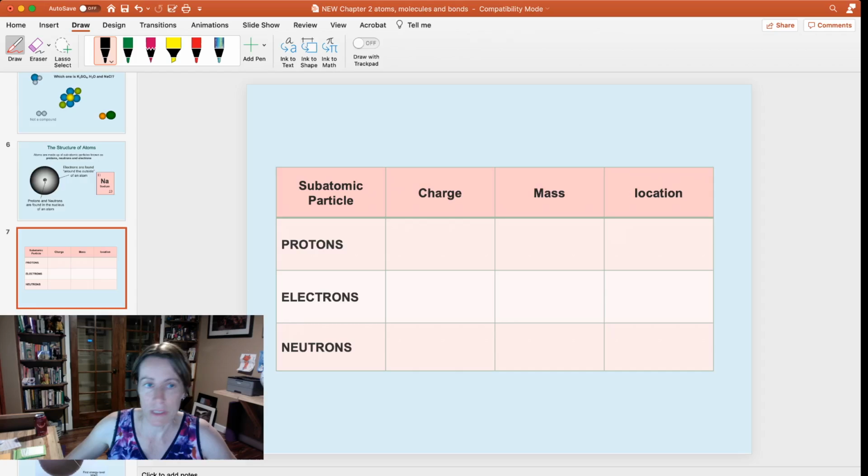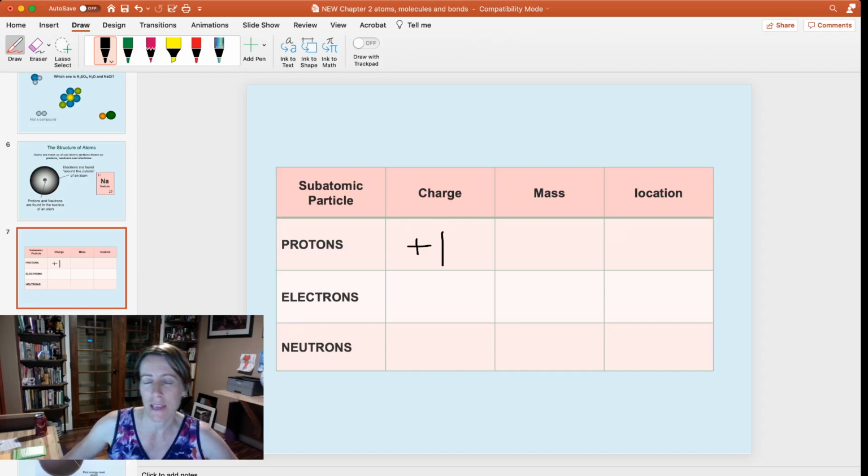First of all, let me see if I can get this to work. So first of all, these particles, protons, neutrons, and electrons, have their own unique characteristics. Firstly, we'll talk about the charge. So these are little tiny particles, and protons actually carry a charge. A single proton has a positive 1 charge.